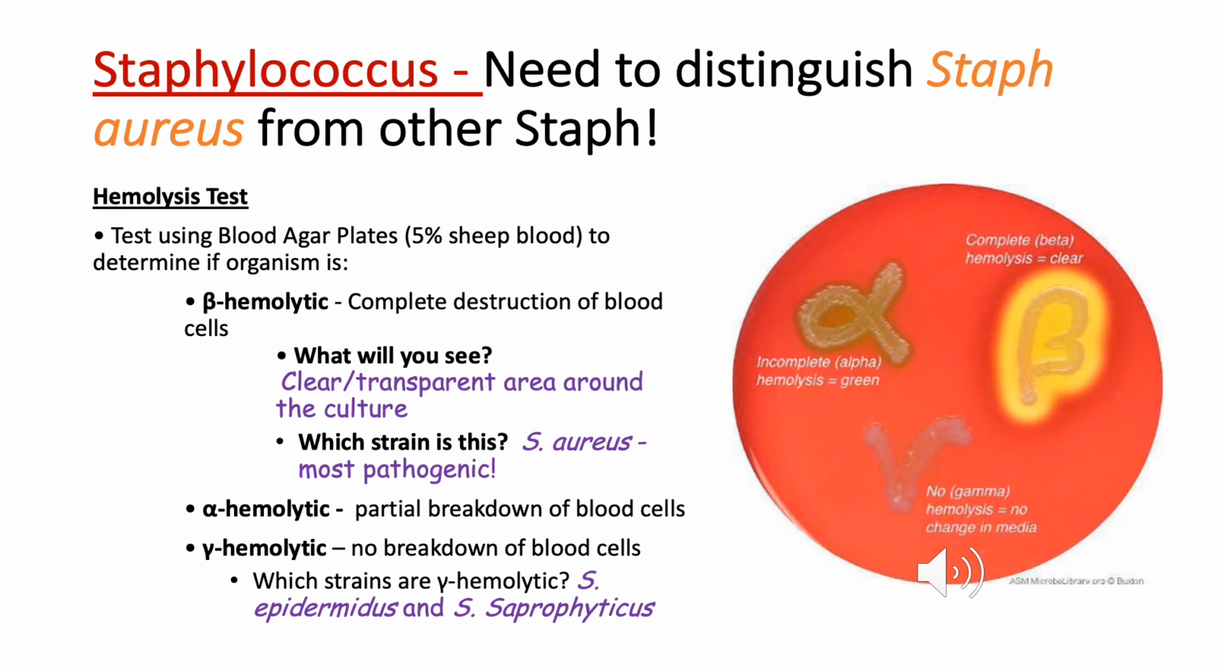So the way to remember that Staph aureus is beta hemolytic, think of beta is bad. That's the worst one. It causes complete destruction of the red blood cells, which is what makes it so pathogenic. So think beta, bad.